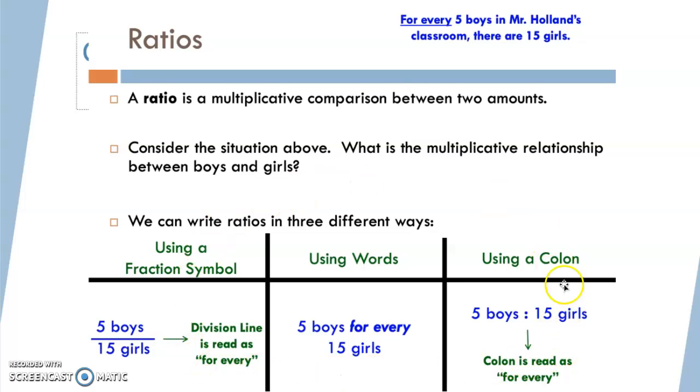So be thinking about this. We've talked about a lot of, again, vocabulary, different ways to state it. In this way, there are 3 different ways that we can write ratios: fraction symbol, words, or using a colon.